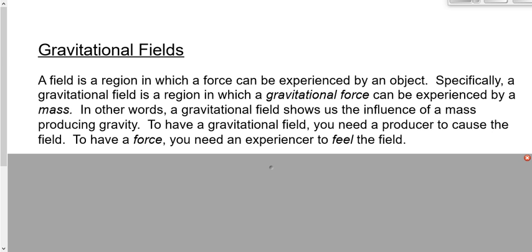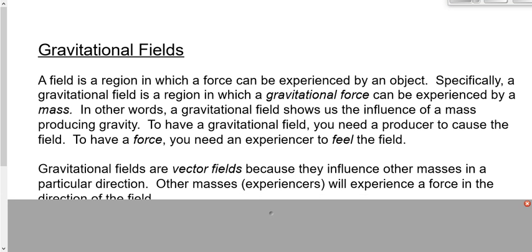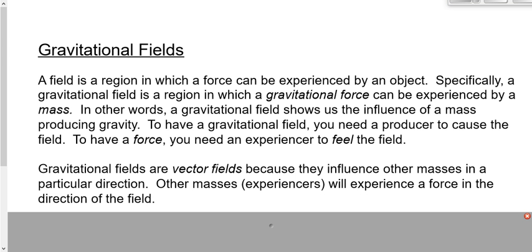Now, we would say that a gravitational field is a vector field because there's a direction associated with it, right? If I put this board marker in that gravitational field, it will experience a force in a very particular direction. It's not random. I don't put this board marker in a gravitational field and sometimes it goes up, sometimes it goes down. It always goes down. So therefore, we would say gravitational field is a vector field, because not only does it influence things, but it influences things in a particular direction.